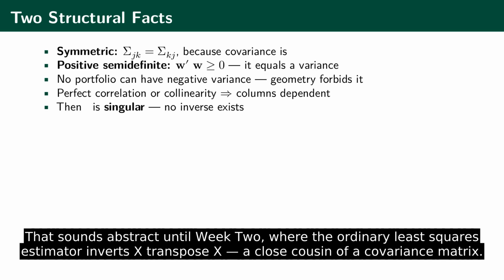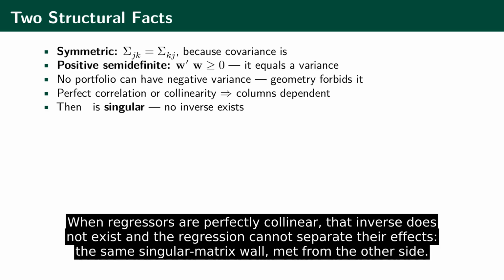That sounds abstract until week 2, where the ordinary least squares estimator inverts X transpose X, a close cousin of a covariance matrix. When regressors are perfectly collinear, that inverse does not exist, and the regression cannot separate their effects, the same singular matrix wall met from the other side.